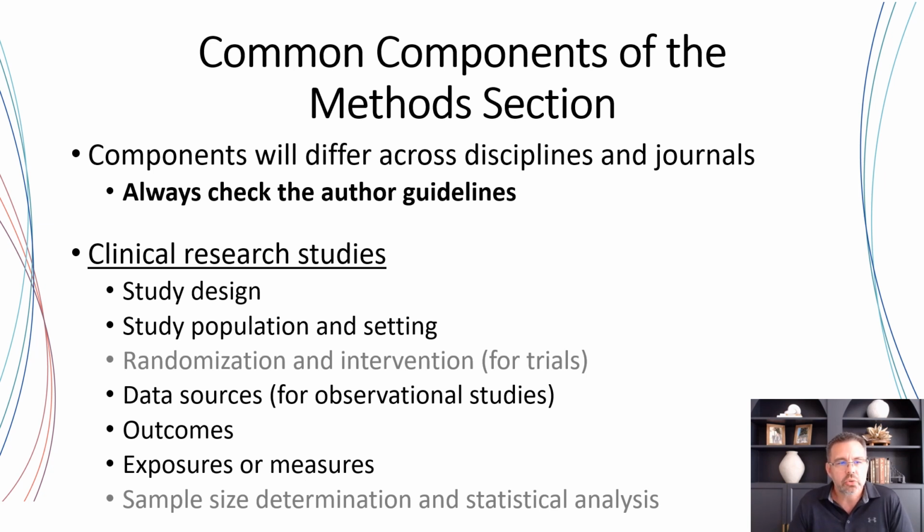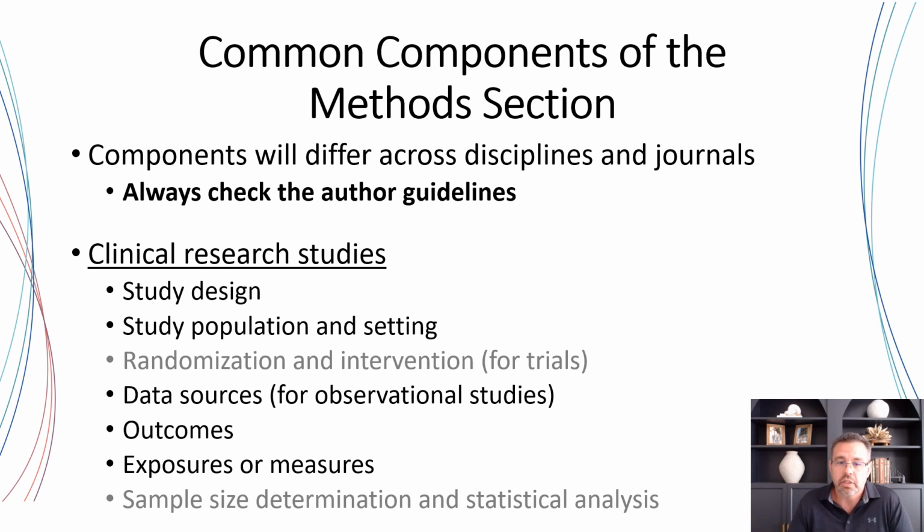And these can include subsections including the study design. You'll have a section often on the study population and the setting. For randomized trials, which I don't believe will involve any of our papers, but you will often have a section on the randomization and how the intervention was carried out.